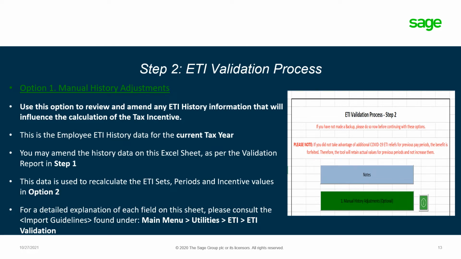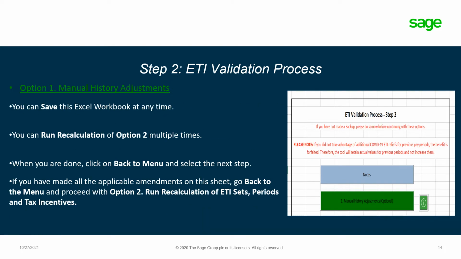For a detailed explanation of each field on this sheet, please consult the import guidelines found under the main menu, Utilities, ETI validation. Continuing on Option 1 Manual History Adjustment, you can save the Excel workbook at any time. You can run recalculations of Option 2 multiple times. When you are done, click on Back to Menu and select the next step.